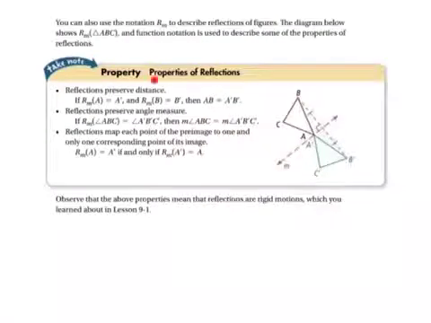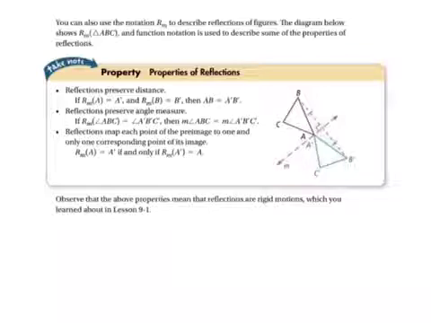So here we're talking about some properties of reflections. R sub M just means a reflection about some line M. A couple of properties: reflections preserve distance. What that means is that, say, a segment AB in your pre-image is going to be equal to A prime B prime in your image. That's another way to say that reflections are rigid transformations, that lengths of objects and their images remain the same.